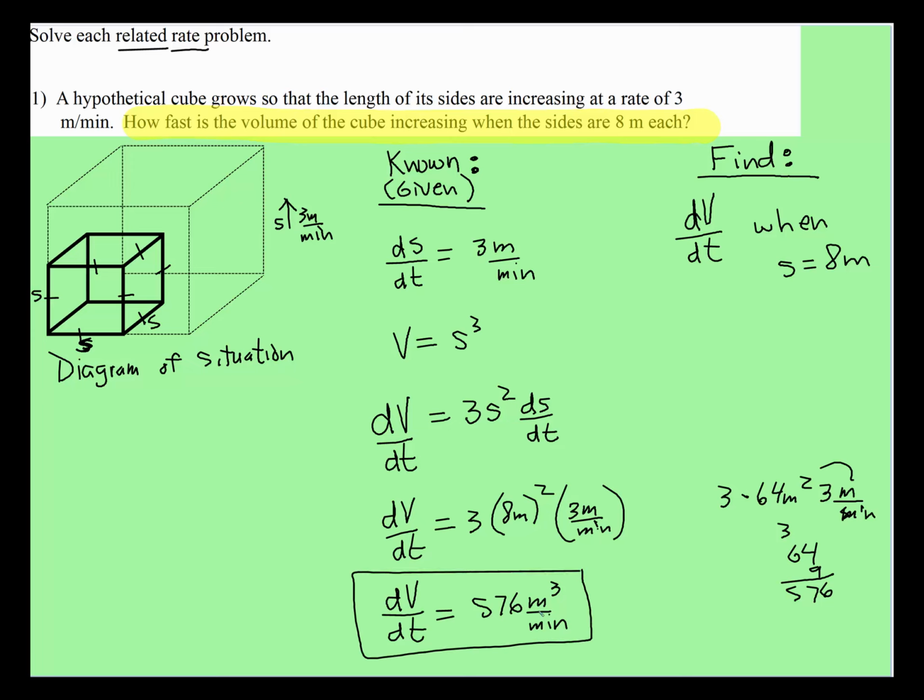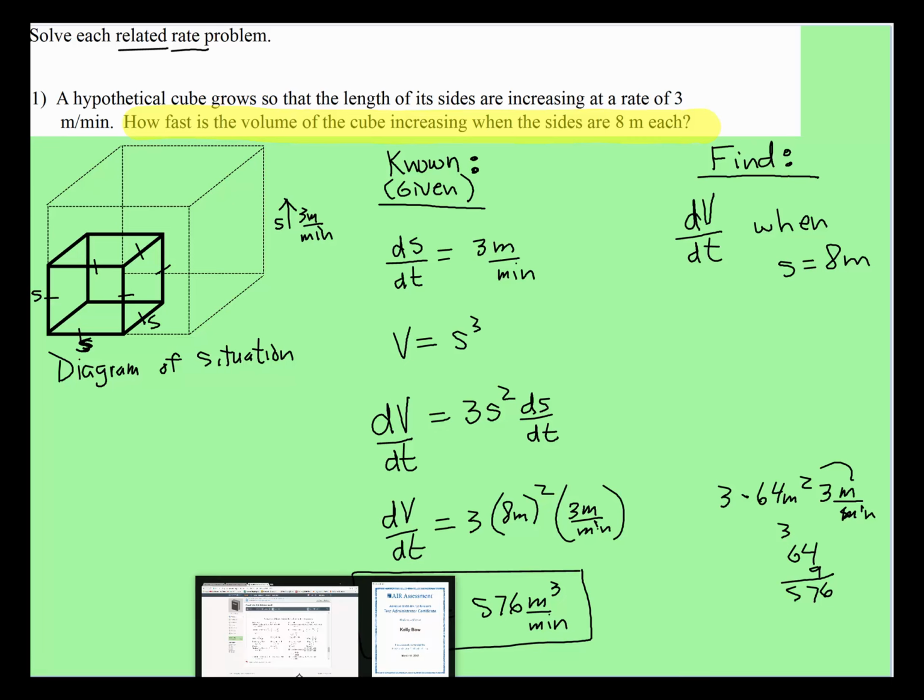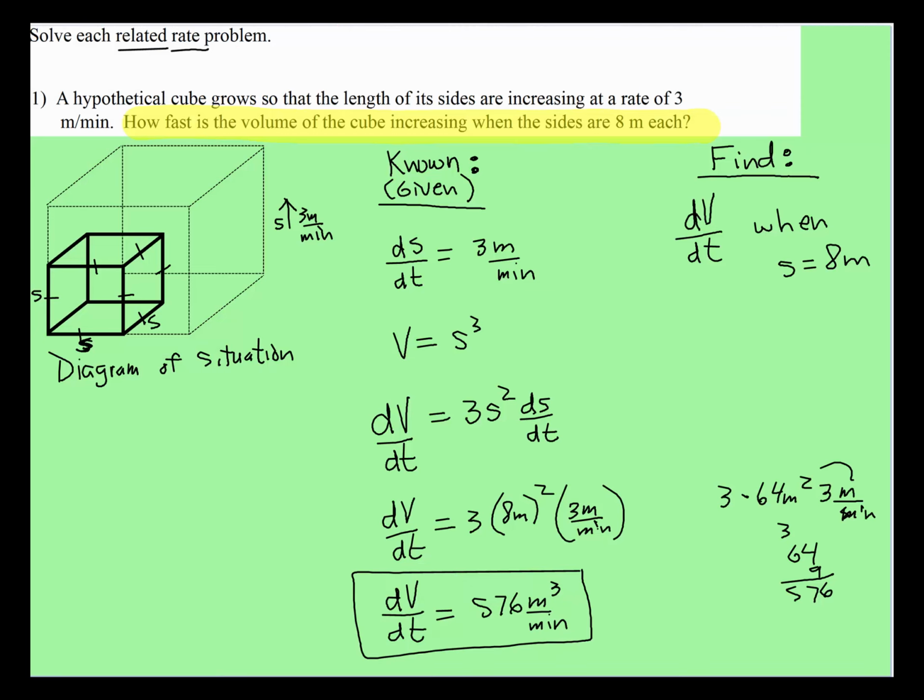That's at the exact point when the sides are 8 meters. That's it. So that's a simplistic version. They get a little bit harder, but that'll get us started on solving related rates problems. Oops, sorry about that.